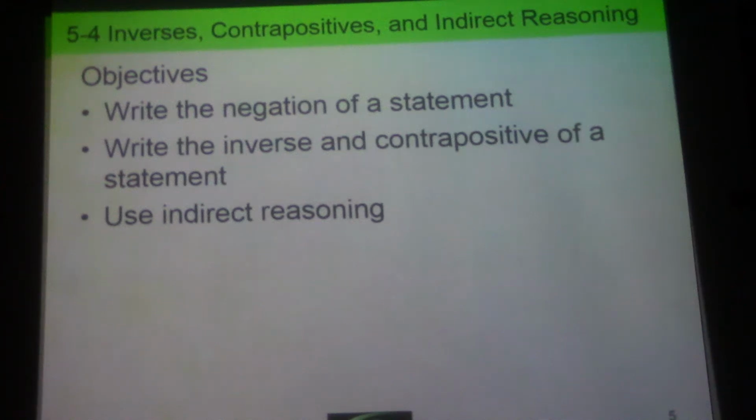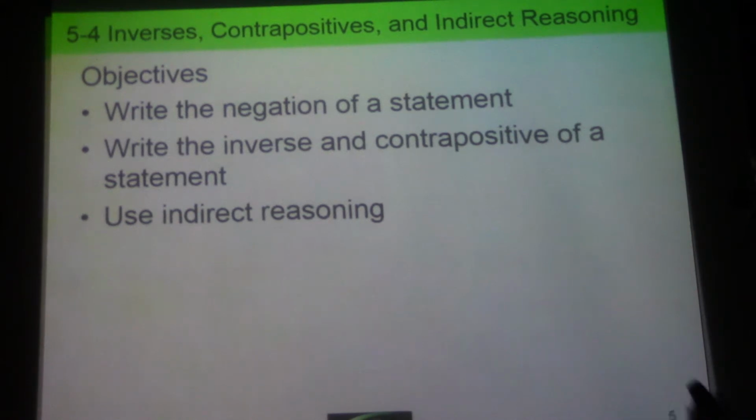Good morning, class. We're going to go over section 5.4. We're going to look at inverses, contrapositives, and indirect reasoning. So we're going to go through a little bit more proof type stuff. So it's not mathy in the sense of numbers. It's logical reasoning. And logic is still a mathematical part.